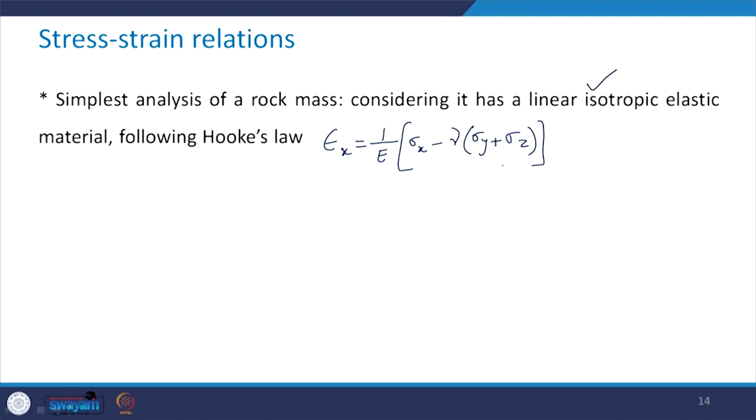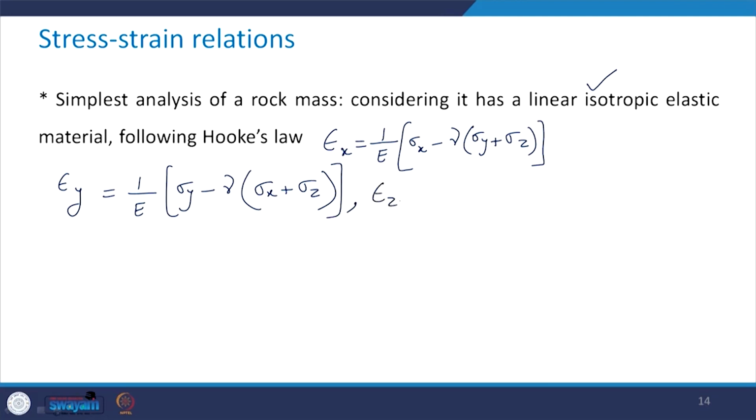Then the next component is epsilon y, that is equal to 1 upon E, you have sigma y minus nu times sigma x plus sigma z. Then epsilon z is 1 upon E, sigma z minus nu times sigma x plus sigma y. So these are the three components of the normal strain.